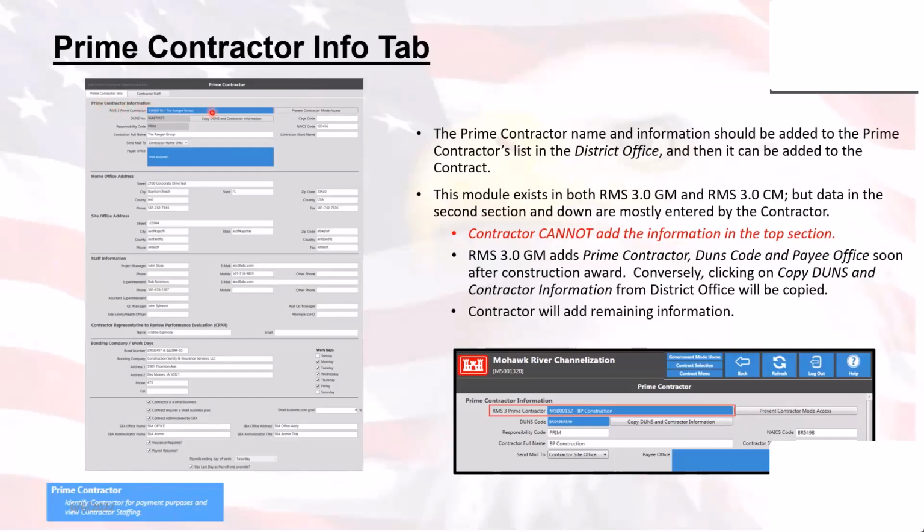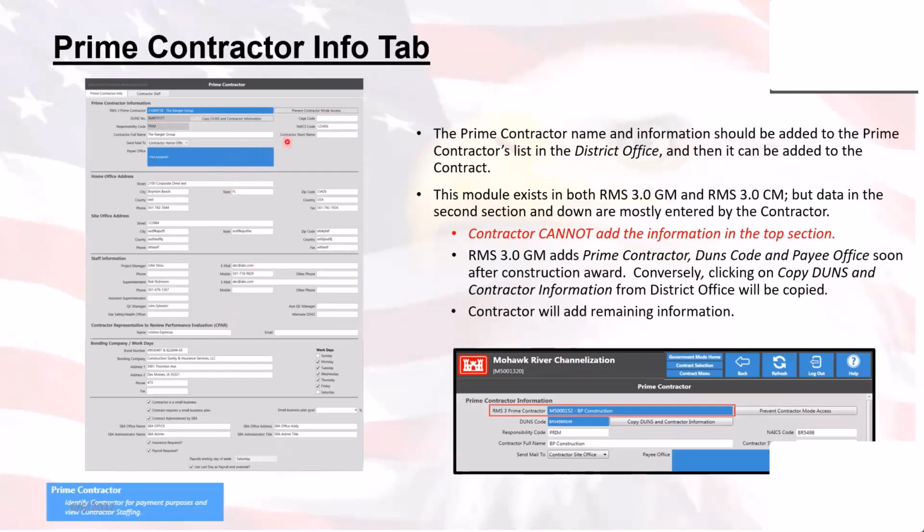And what that's going to do is pull from a list of predefined prime contractors for your district. If you don't see your prime contractor in that list, you need to contact the district administrator to go in and add that prime to your list of district's prime contractors. If you do see them, you can go in there and assign them. Boom, good to go.